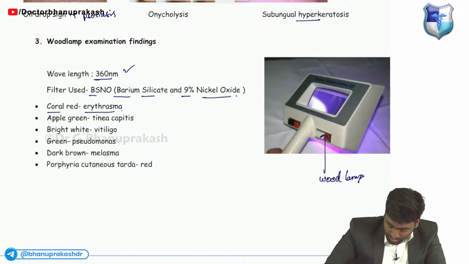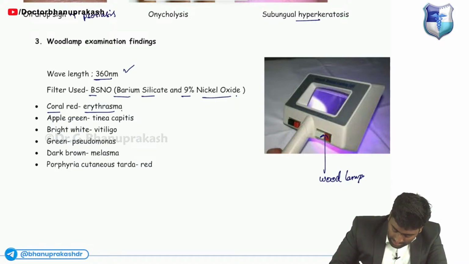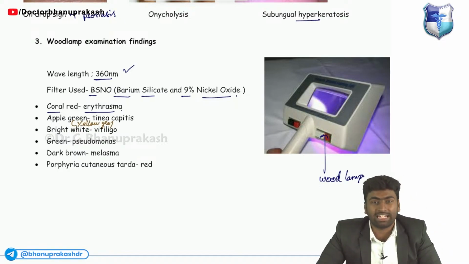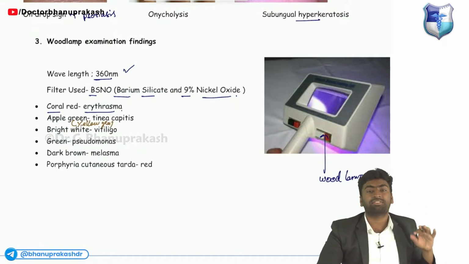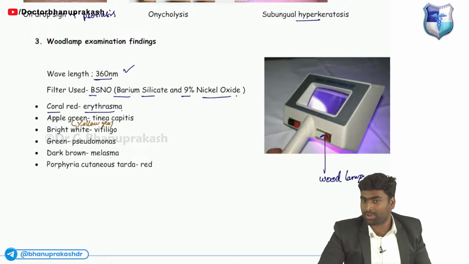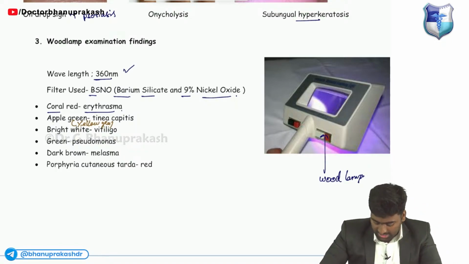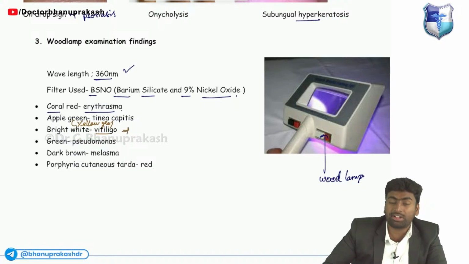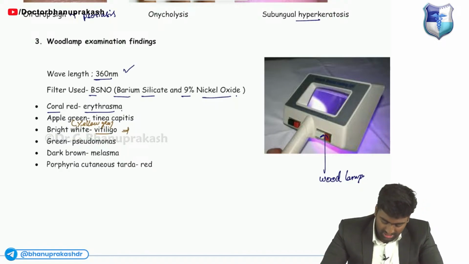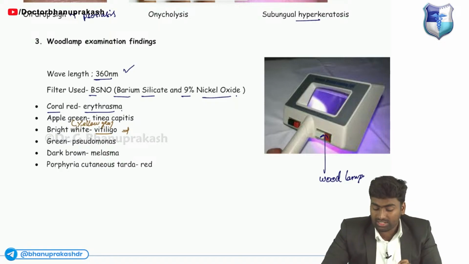If you see bright apple green or yellow green fluorescence, it will be seen in a case of tinea capitis. In tinea infections, especially in the case of capitis, you will be able to see this yellow green or apple green emission. Or else in the case of vitiligo, we know vitiligo is white in color. So here you will be able to see bright white discoloration in Wood's lamp examination.